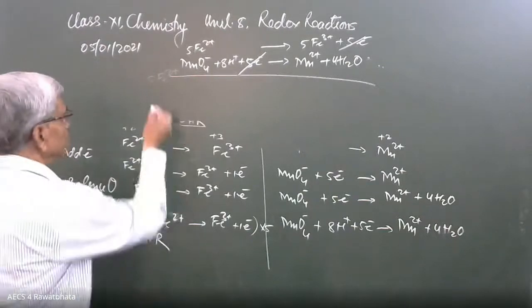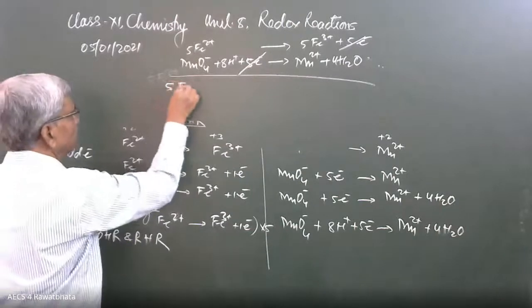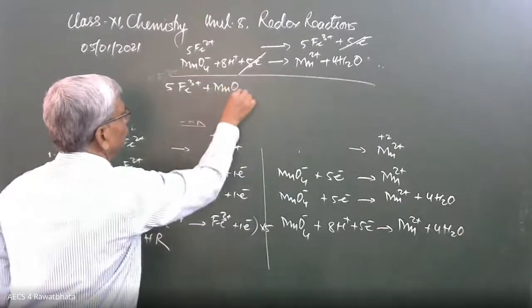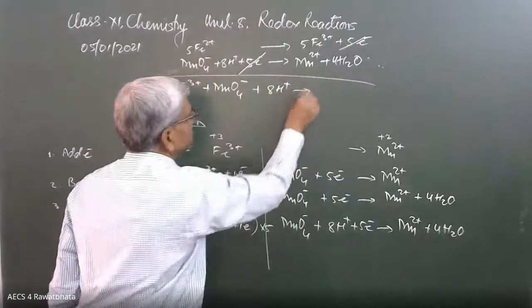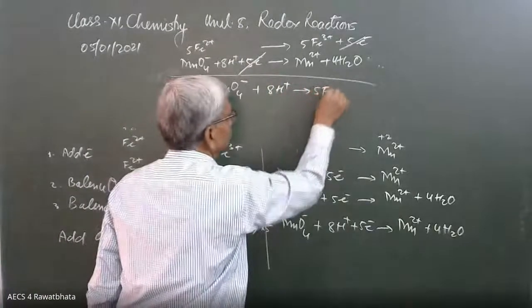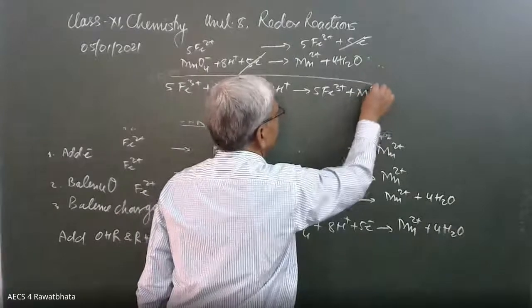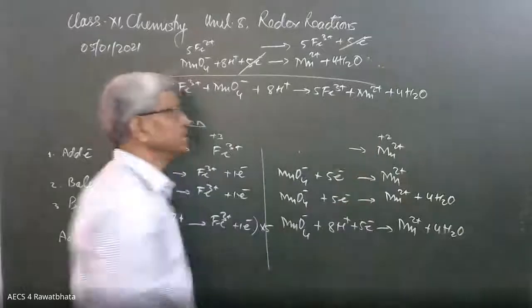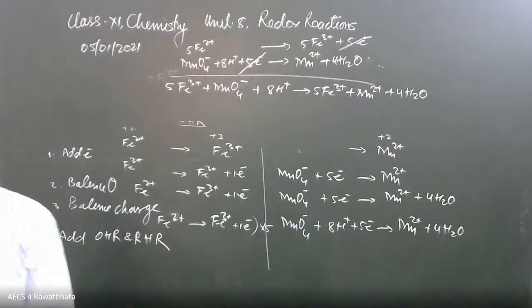So the total overall reaction is 5 Fe2 positive plus MnO4 minus plus 8H positive gives 5 Fe3 positive plus Mn2 positive plus 4H2O. This is the balanced reaction. This is called the ion electron method. That is the way.